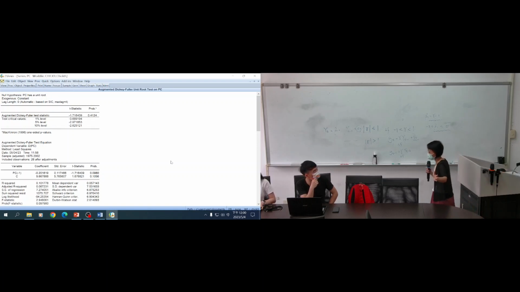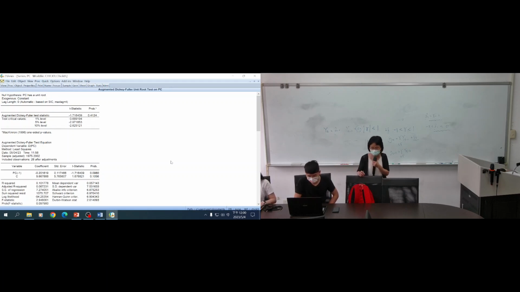No, it's different. The augmented Dickey-Fuller test is to test whether individual variables are stationary or non-stationary. Well, cointegration is another test to see if I put all these non-stationary variables together as a regression equation, whether it will become stationary or not. So we'll talk about that next week.